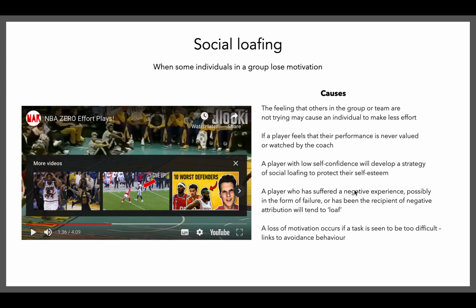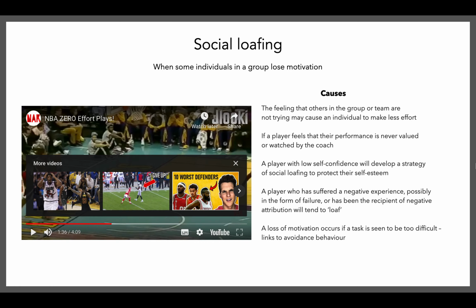A player with low self-confidence will develop a strategy of social loafing to protect their self-esteem. So they might not try as much because they don't want to be showing that they were trying, because actually, really, they're not confident. You also have a player who has suffered a negative experience, so maybe in the form of failure. So they've already had this negative experience, so they'll tend to loaf, they'll tend to not try as much. They're not motivated when they go back into the same environment. And quite simply, if you're playing against a team that's too difficult, you might go to avoidance behaviour. We're already 8 points down in the first quarter. I'm not going to try now. The game's over. So these are some of the causes of social loafing.